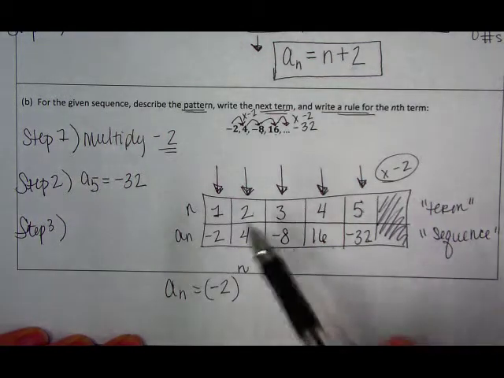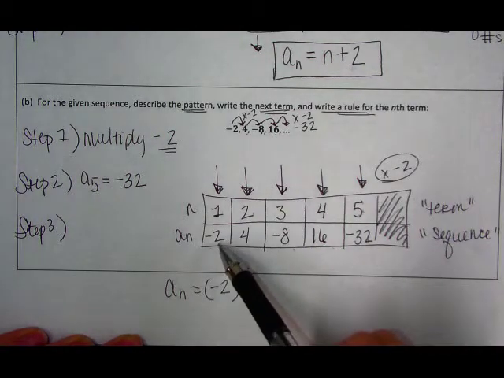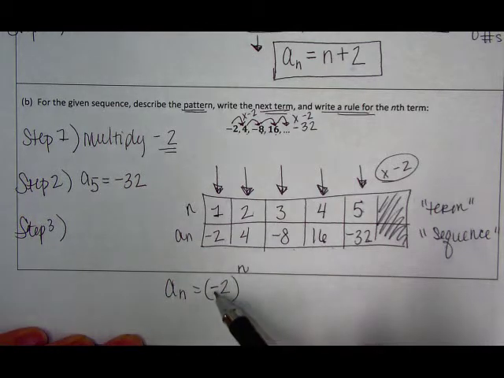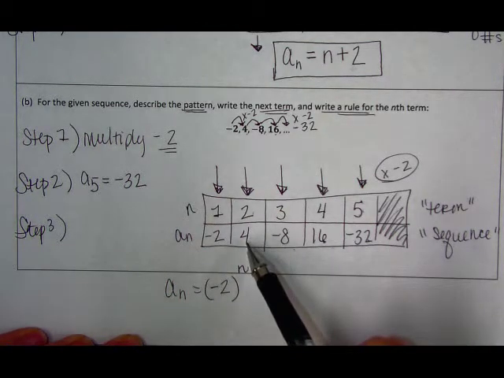Let's see if that works. Is negative 2 to the first power negative 2? Yes, it is. Is negative 2 to the second power 4? Negative 2 times negative 2 is 4, so that works.